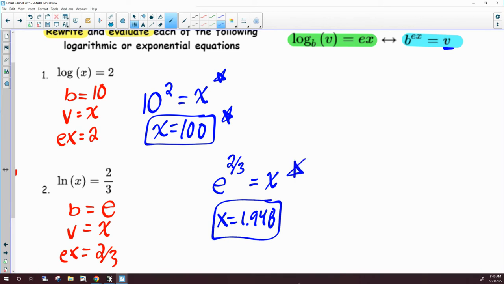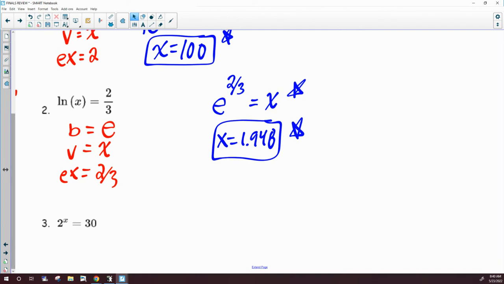Again, this is our rewrite. This is our evaluate. The two parts we're looking for. Not too shabby. One to go. Now the last one's just a little different. Because in the last one, are we given a logarithm? No. So we're going to do what we just did, but the opposite way, backwards.